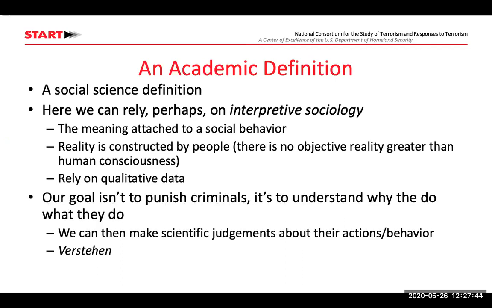So our goal isn't to punish criminals. It's not what academicians do. It's to understand why they do what they do. So what I've listed here is Verstehen, which is a German word for understanding, and it is used by Max Weber, one of the first sociologists, to say, look, this is what sociology is. Sociology is Verstehen. It's understanding why individuals do things in a social context. So what's really the behavior here, and why is it happening?